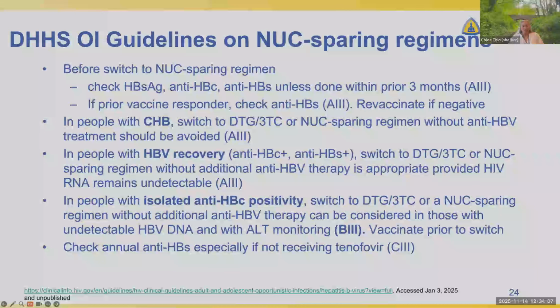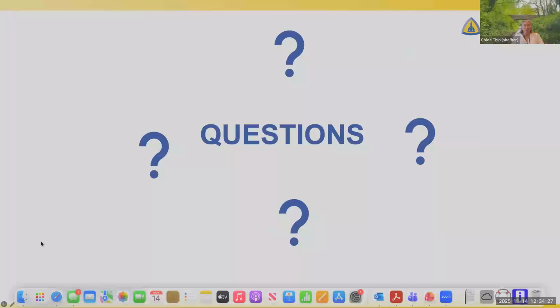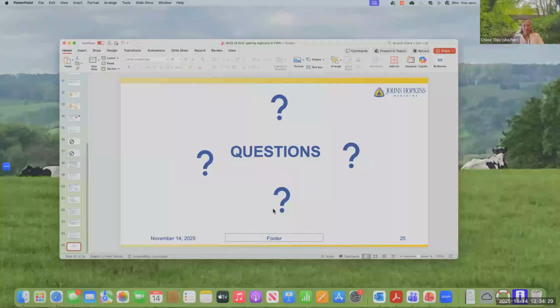And just as a reminder, people on these regimens should have annual surface antibodies, and if their surface antibody titers drop, they can get a booster dose of the HEPLISAV-B. So I will stop there and I'm happy to answer any questions. I hope that was clear.